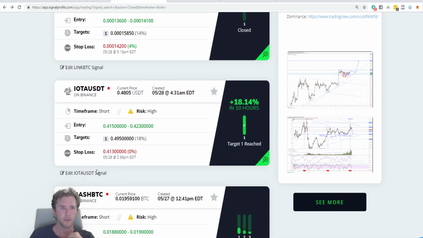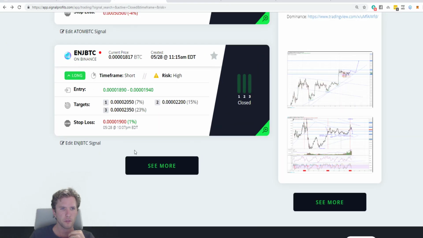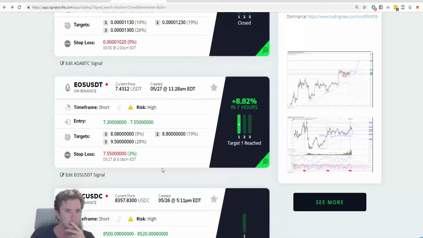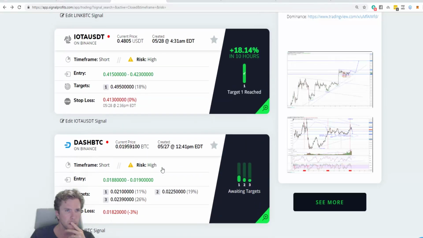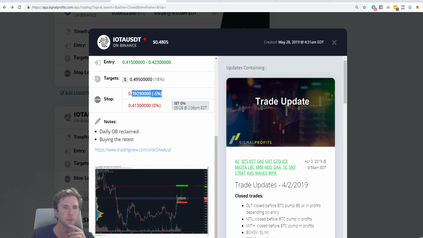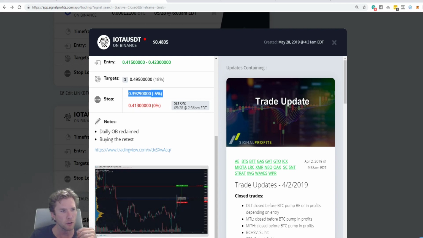So IOTA. What was the original stop? So the original stop was negative 5%. Same concept, you use the 2% risk rule, you divide that, and then you go from there.